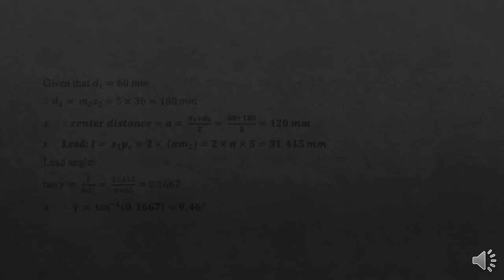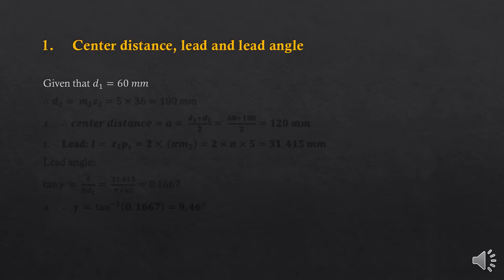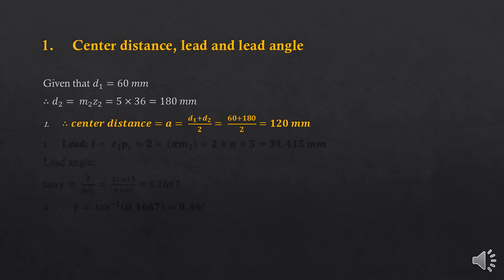Alright, so the first thing that they have asked us to calculate is the center distance, lead and the lead angle. D1, the pitch circle diameter of the worm, we know. Therefore, we can calculate the pitch circle diameter of the gear or the worm wheel as M2 into Z2, because module of the worm wheel is given as 5 mm. Number of teeth on the worm wheel is also given as 36. Multiply both and you will get the pitch circle diameter of the worm wheel, and that is 180 mm.